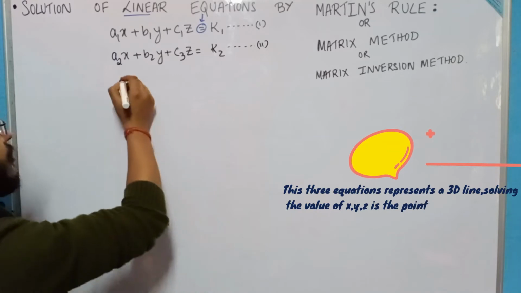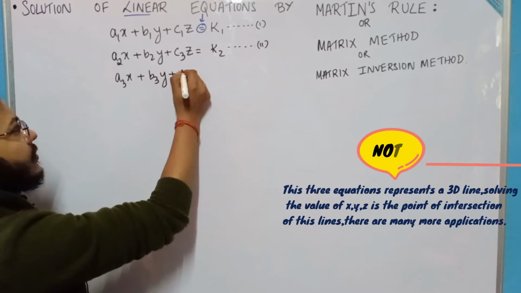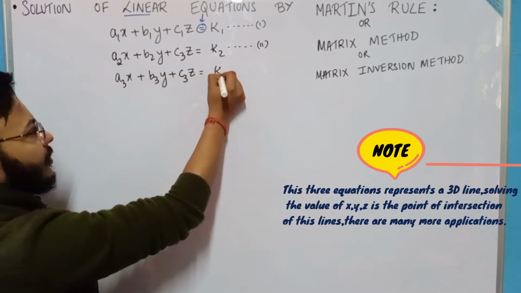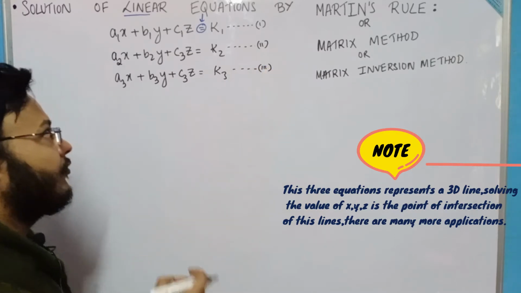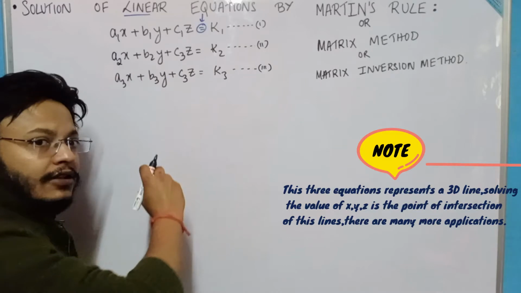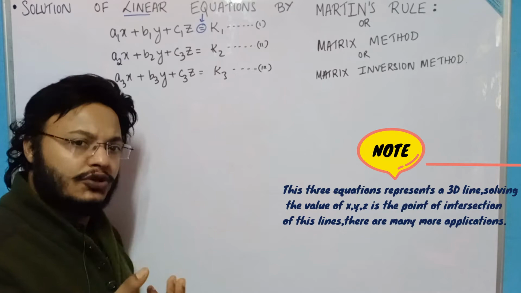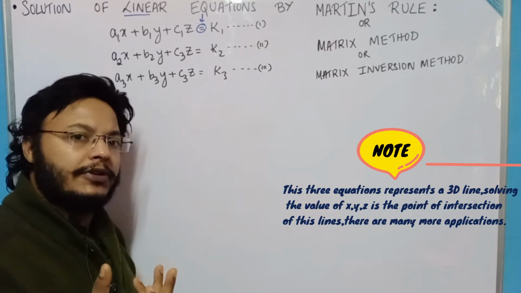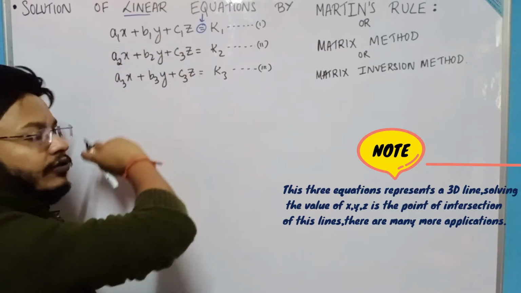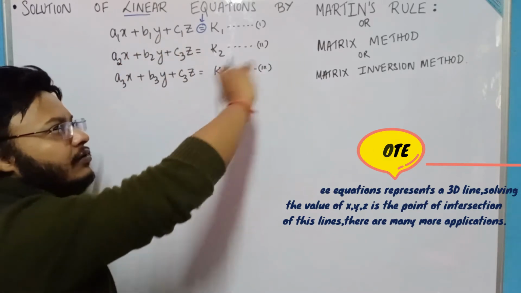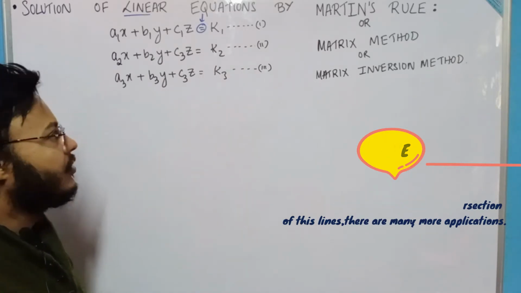Now again we need one more equation. So a3x plus b3y plus c3z equals k3. So this is my equation 3. Three equations are there. Okay, so we have to solve for the values of x, y and z. In class 10 you used to do the elimination, substitution, graphical and cross multiplication methods. But in this you cannot apply those, because we have three variables. So a very easy way is Martin's rule, or matrix method, or matrix inversion method. Okay, hope you are clear with this.